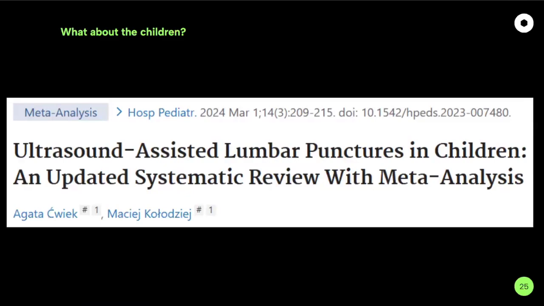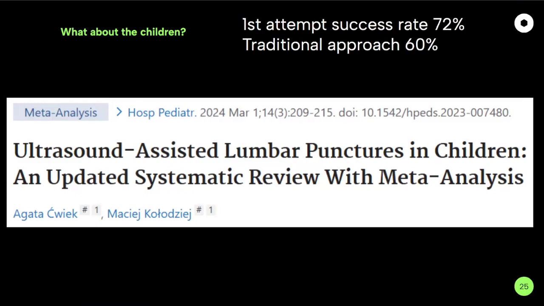Also, last year, there was an article published on using ultrasound for lumbar punctures in children, where they looked at 7 different RCTs with a total of 618 patients. They found that first attempt success rate was 72% compared to a traditional approach, which was 60%.